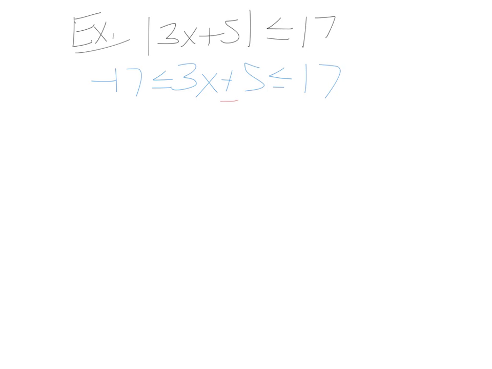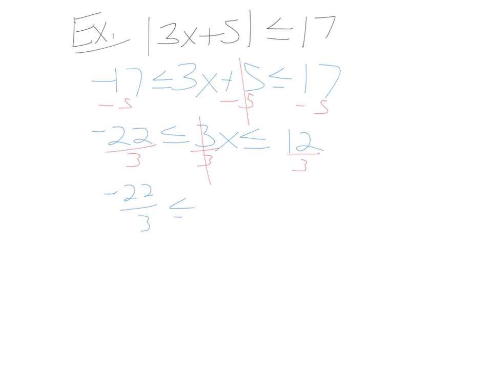Now to solve, we'll subtract 5 from the middle and from both 17s. So we have -22 less than or equal to 3x less than or equal to 12. And divide everything by 3, leaving us with -22 thirds less than or equal to x less than or equal to 4.